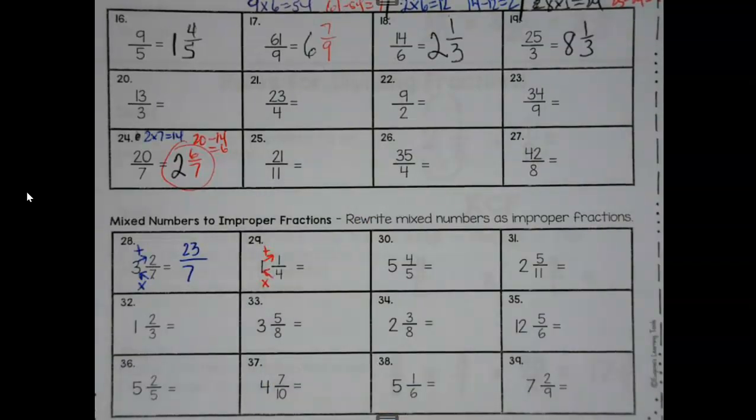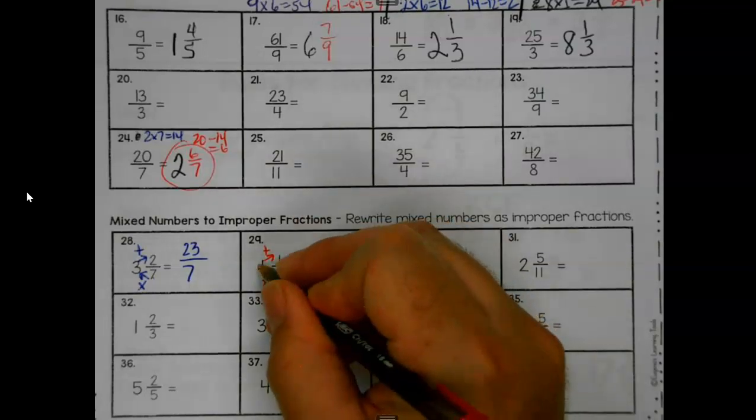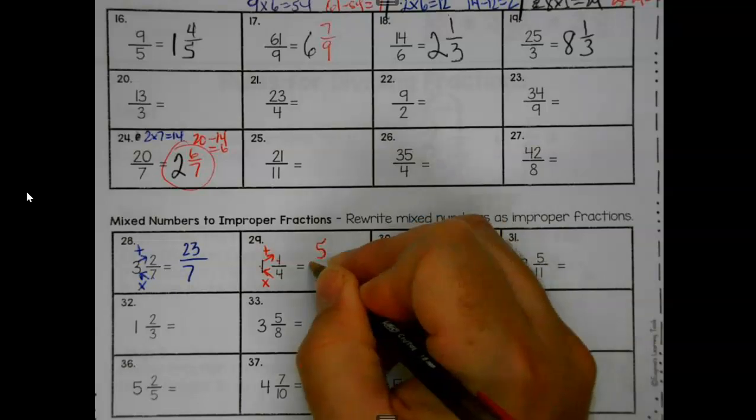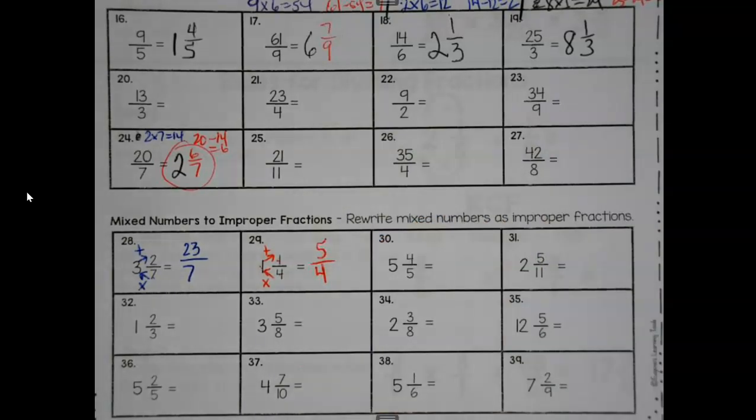If you can do that in your head without drawing arrows, that's fine. It's just nice sometimes to see that. So 4 times 1 is 4, plus 1 is 5. Keep it over the 4.